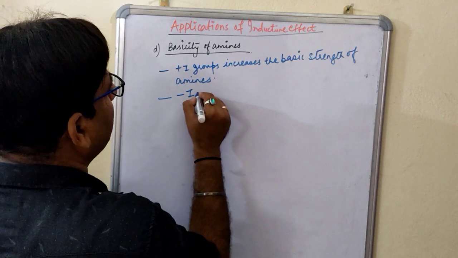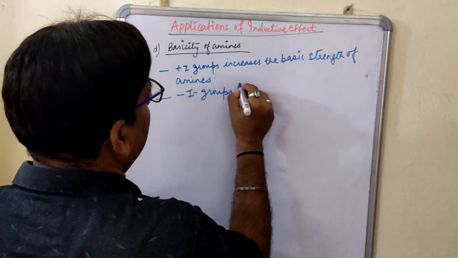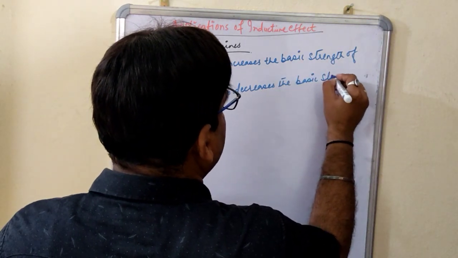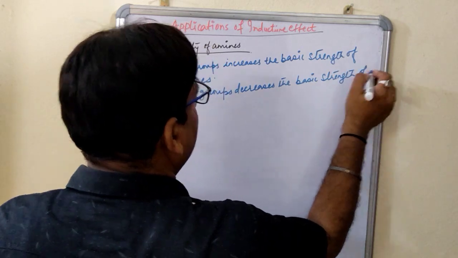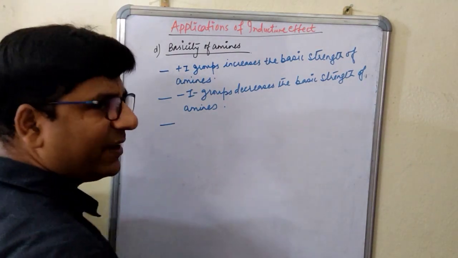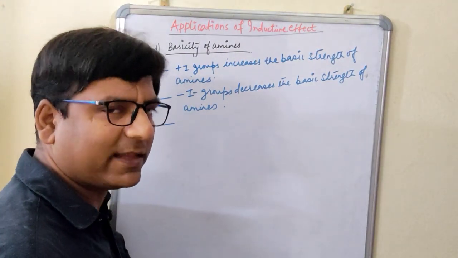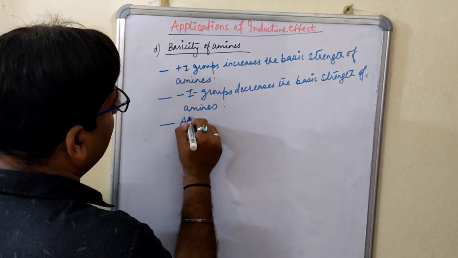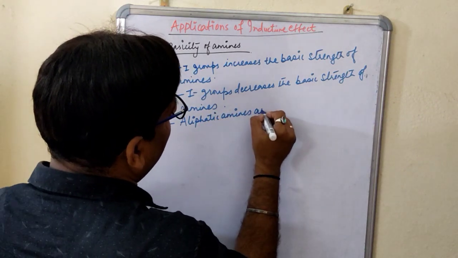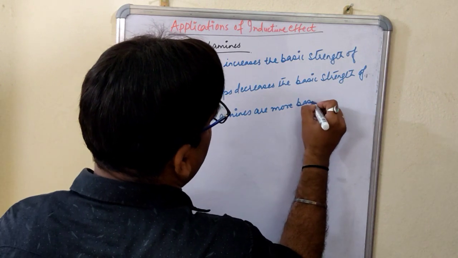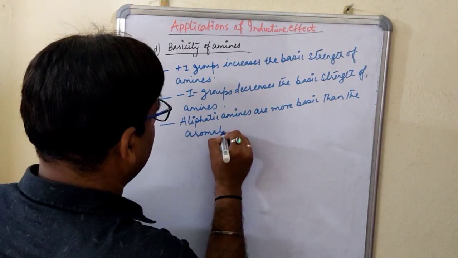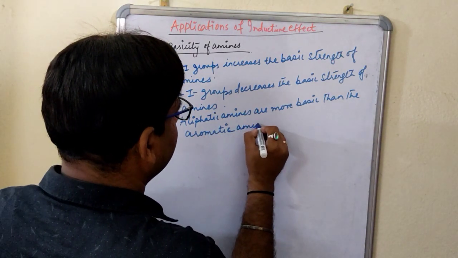Second point, minus I groups decrease the basic strength of amines. And the last point, as we have seen in the example, we have seen the aliphatic amines and the aromatic amines also. So in general, aliphatic amines are more basic than the aromatic amines.